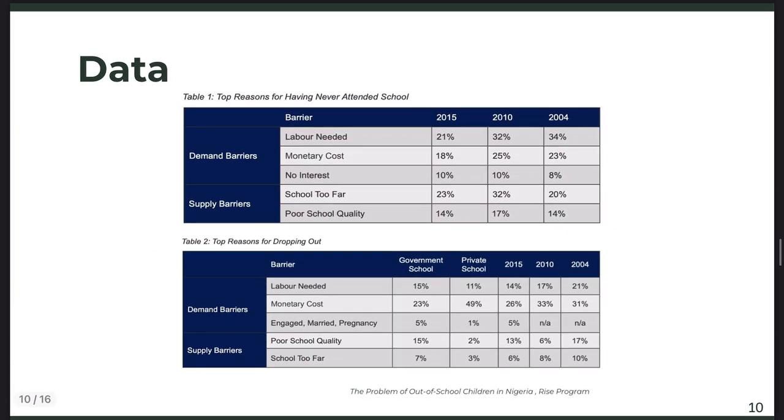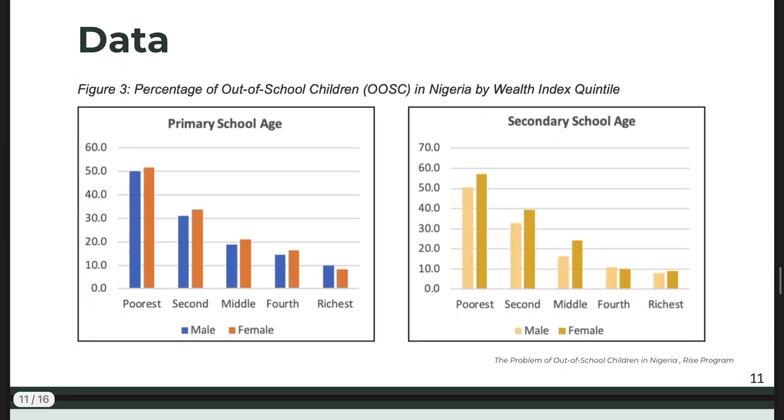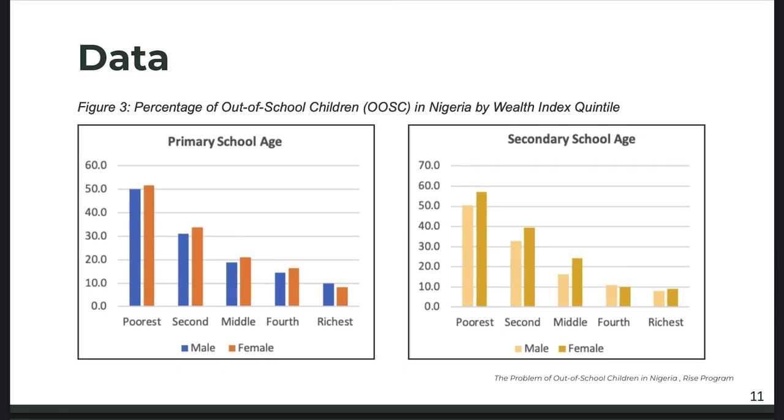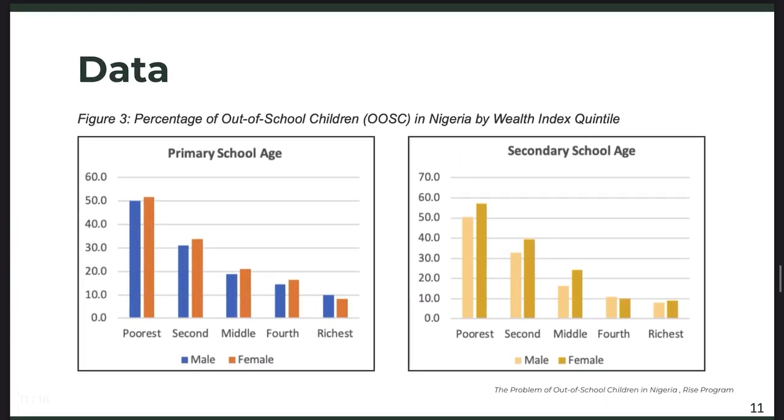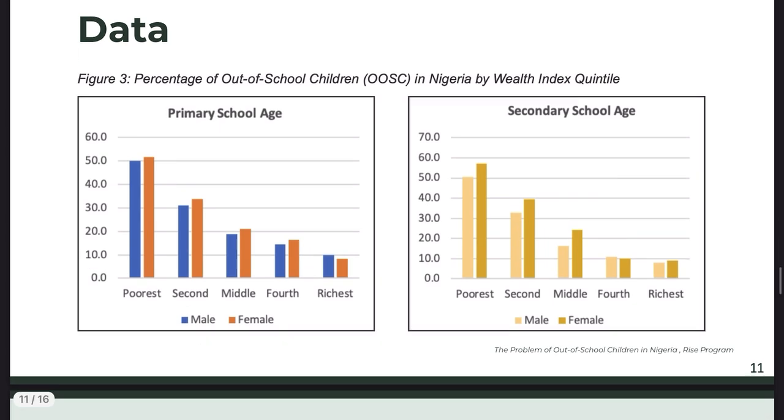These are the data from the WISE program showing reasons for having never attended school and for dropping out of school. These two bar graphs show that most of the out-of-school students are poor. I can infer that most Nigerian students cannot receive their education due to their severe poverty.